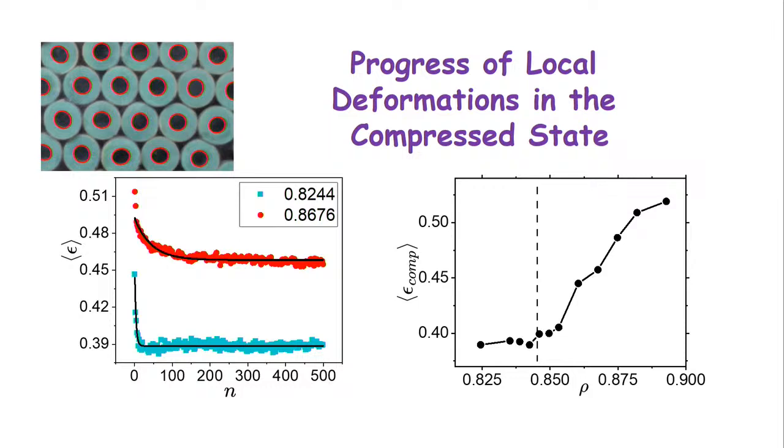And then you can do the same thing with a lower density system. Similarly, the compression will tell you that you come up here and you start to increase in eccentricity, which tells you that internal stresses are built up in a state once you cross into the compressed state.